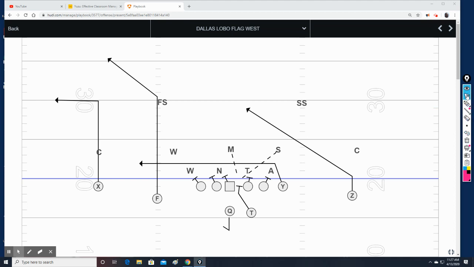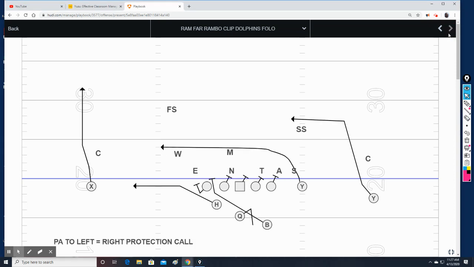What we try to do in all our half slide protections is match play action. All right. So here we got Rambo up top here. Rambo far.